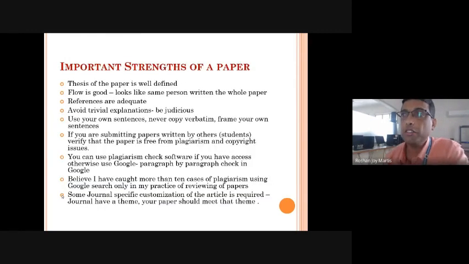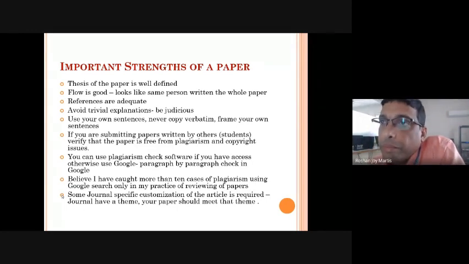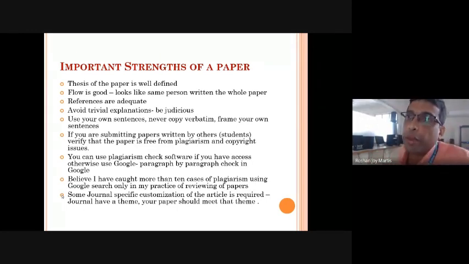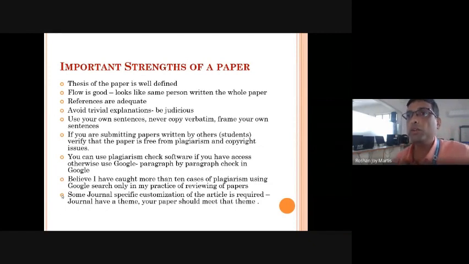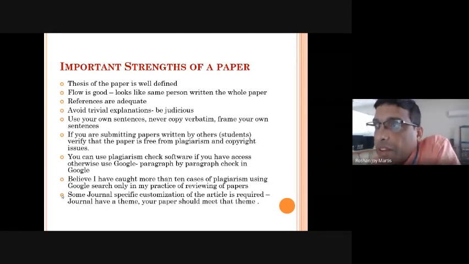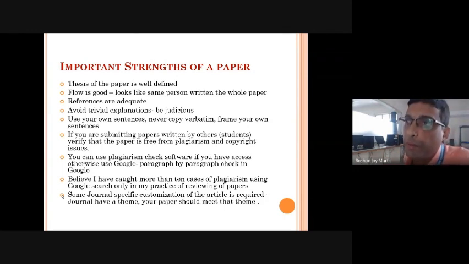Okay, some strengths of a research paper. Whenever you write a paper, what are its strengths, what are its weaknesses? The thesis of the paper is well defined. It means the literature survey is good, gap analysis is good, formulation of the problem is good. Then other aspects: the flow is good. The entire paper is written in the same flow, and looks like the same person wrote the paper. References are sufficient and adequate. Trivial explanation has to be avoided. Be very judicious in giving explanations.